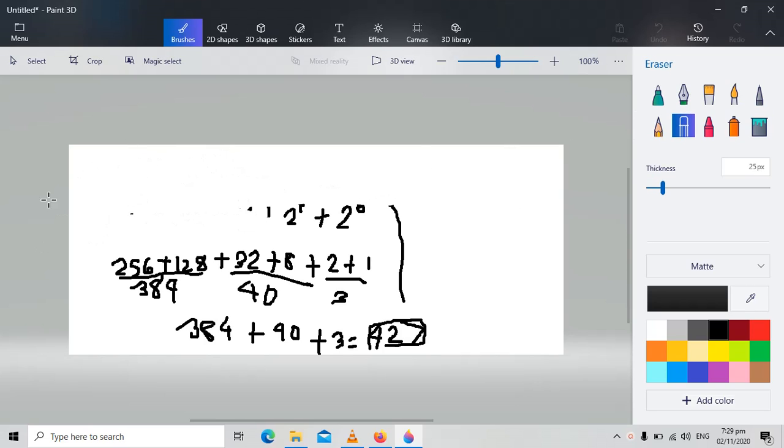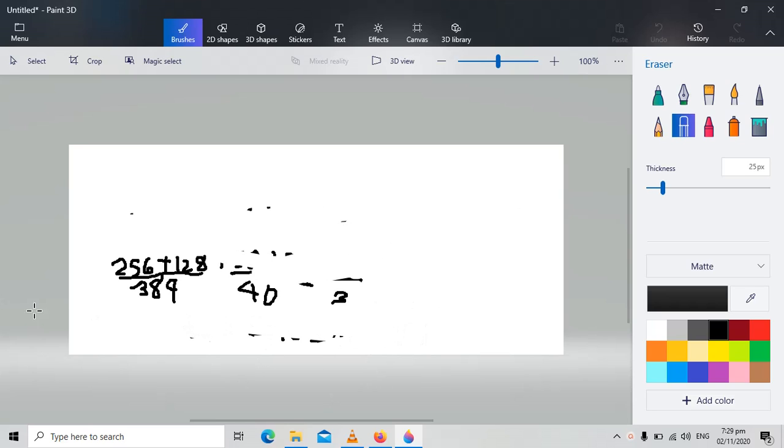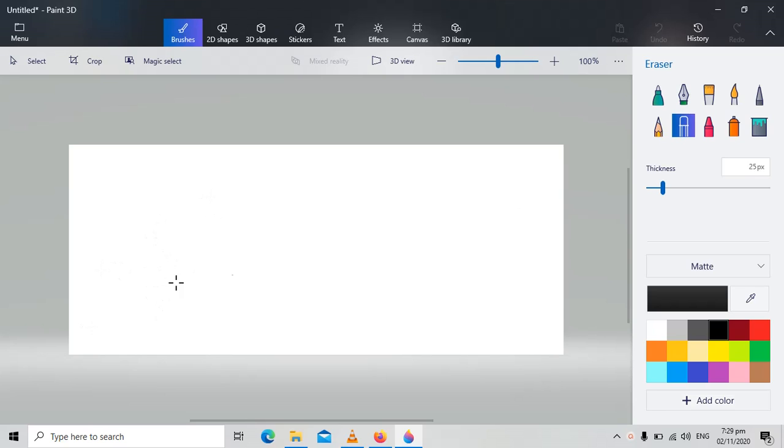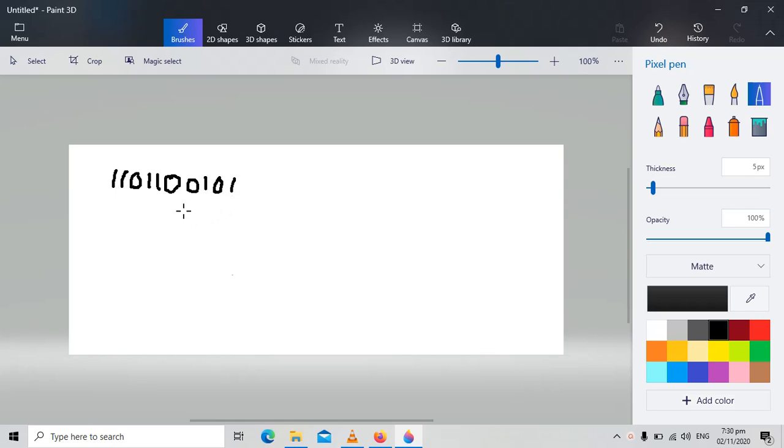Let's try another. This time we're going to increase the binary number. Alright, we have the binary number here for the fourth problem. Same as before, we're going to find the values here.